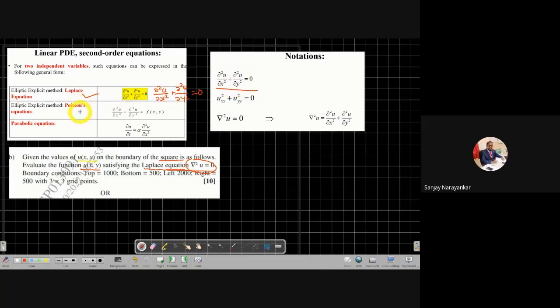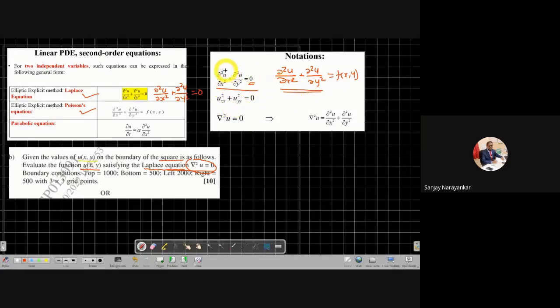The Laplace and the Poisson's are generally used where the time function is absent. We don't have a time function. So it's a function of the x direction and the y direction, right? So this is a Laplace function. If del square u upon del x square plus del square u upon del y square is equal to 0, then it's called the Laplace equation. Otherwise, if it is equal to a function f(x,y), then this is called Poisson's equation.